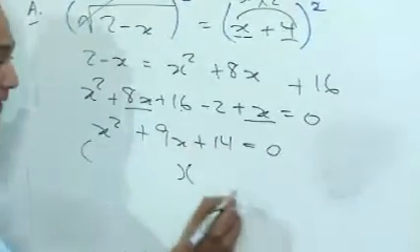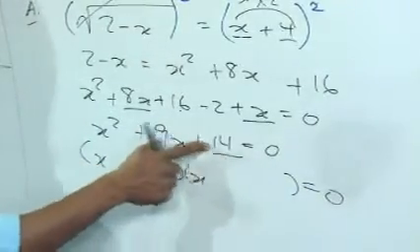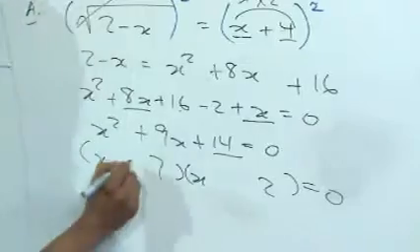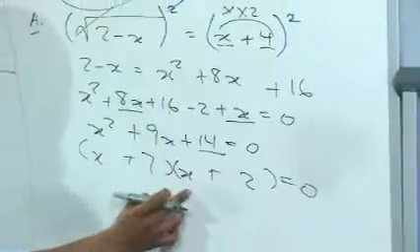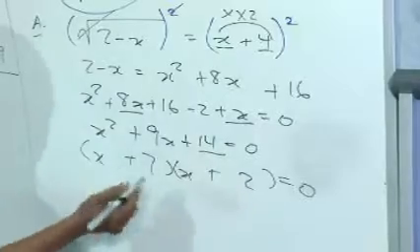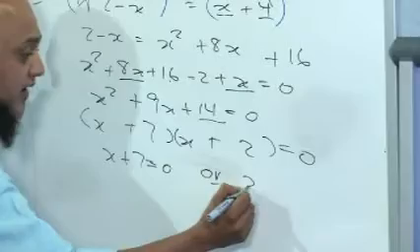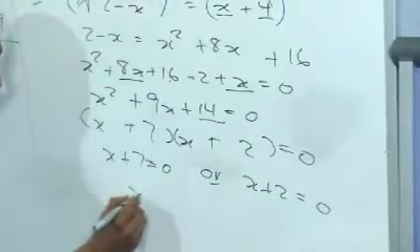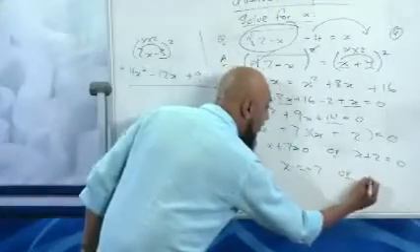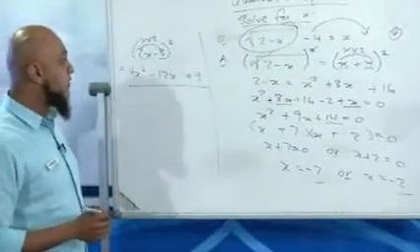Let's factorize that. x. By now you should know the factors of 14 to give you a 9. 7 and 2. Plus 7x plus 2x will give me plus 9x. 7 times 2 is 14. There's my two solutions. x plus 7 equals 0, or x plus 2 equals 0. x is equal to negative 7, or x is equal to negative 2. And there we go. Your problem is solved.